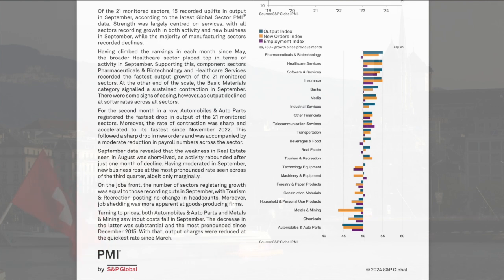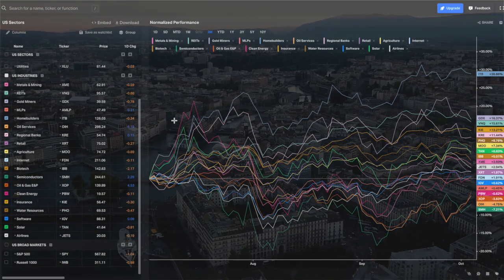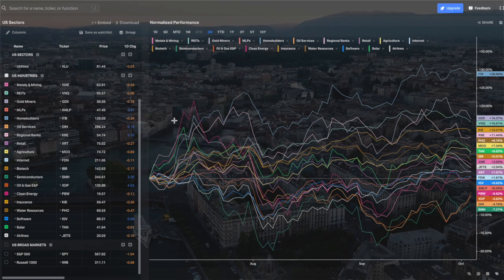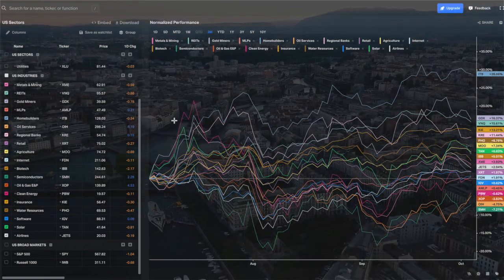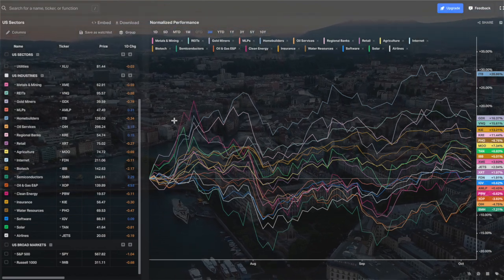And if you pair that with a tool like Koyfin, where you can dig deep and find the data points, this is really helpful. So guys, I invite you to go and have a look at the US sector tab in Koyfin, and I will see you in the next video.